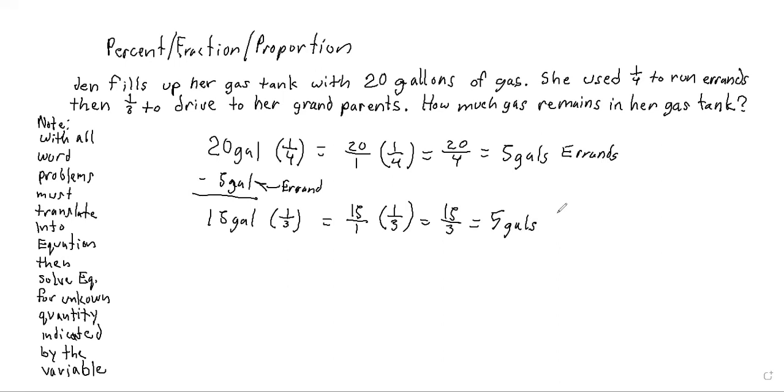Where did she go? To drive to a grandparent's house. Well, I didn't put an arrow there. 5 gallons for errands, and then another 5 gallons for grandparents. We'll just put GP here.